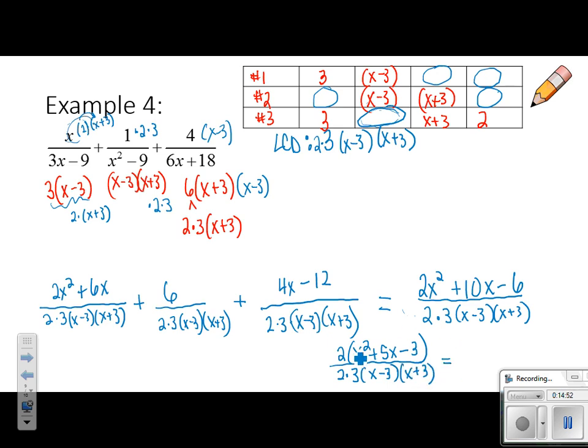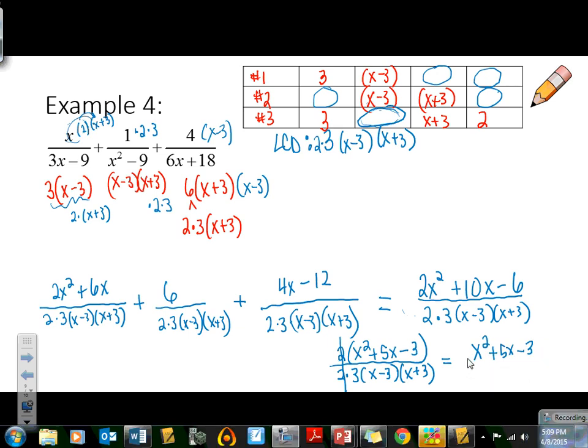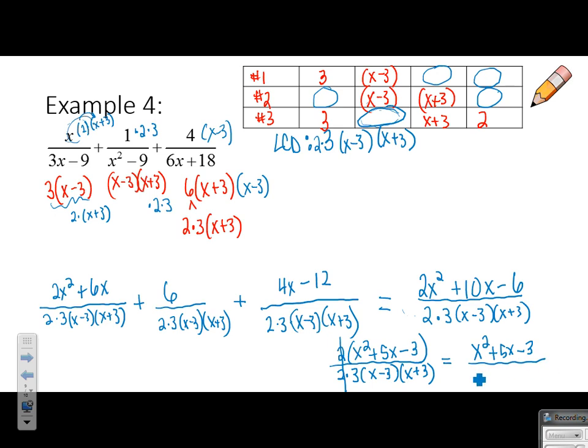And then that would make the 2's cancel. I don't believe there are 2 factors of 3 that make 5, so that's not factorable. So we're going to leave it as x squared plus 5x minus 3 all over 3 times x minus 3 times x plus 3. Whew! That one was a tough one.